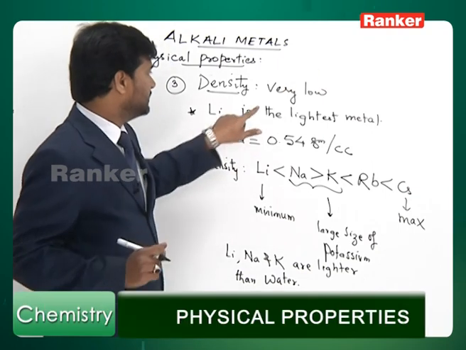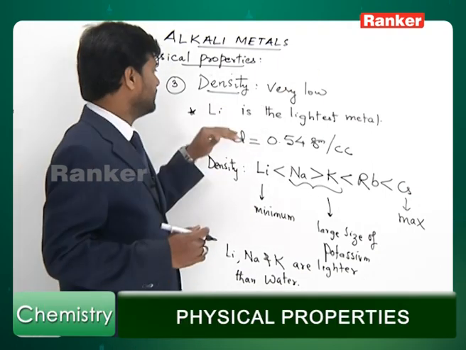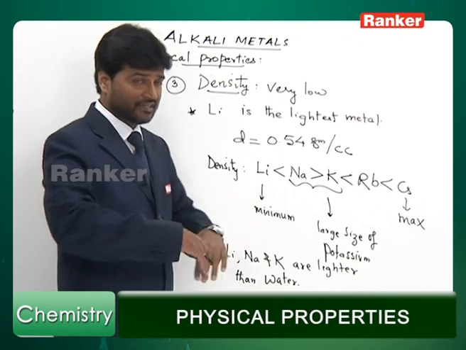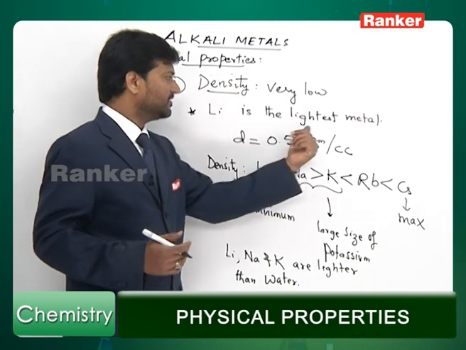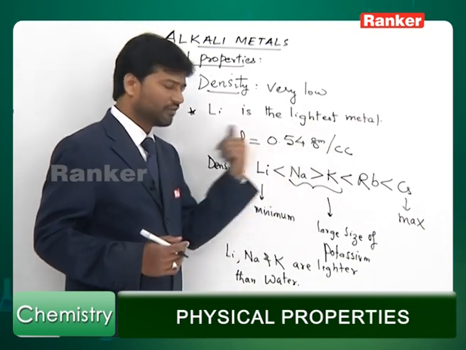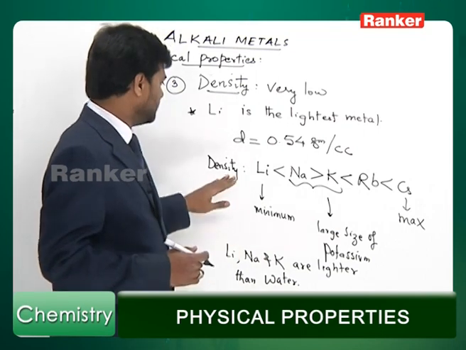I will repeat, these elements have very low densities. The least among them and the least among all the metals is lithium. So, lithium is the lightest metal whose density is 0.54 grams per cc.